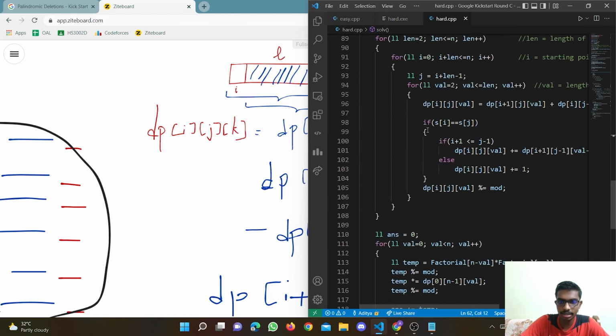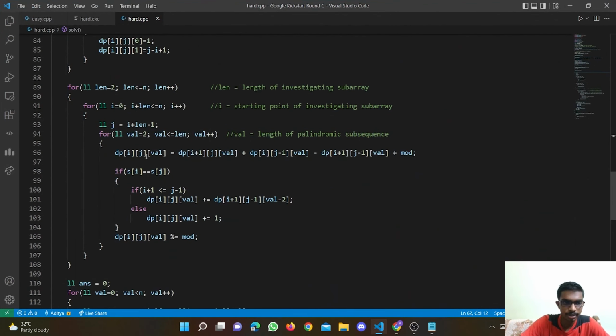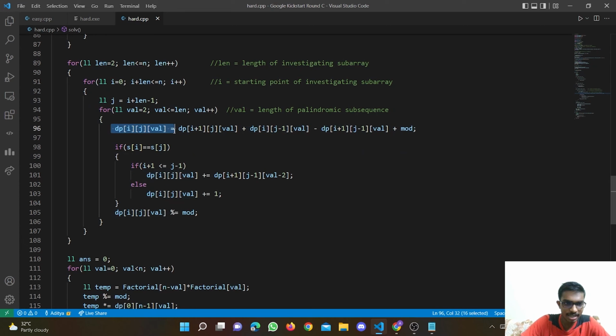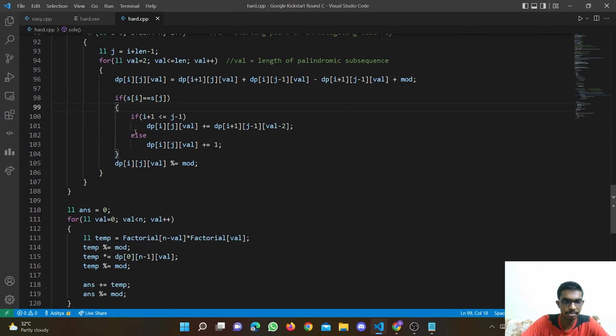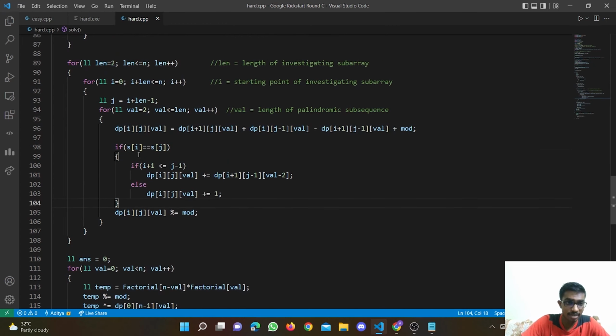So let's just look at the dp subproblem. So dp of i j val, where val is the k, we'll add dp of i plus 1 j, add dp of i j minus 1, and subtract dp i plus 1 j minus 1, and adding mod is for modular arithmetic purposes. If the first and last characters of this substring are equal, then I'll have to add dp of i plus 1 j minus 1 val minus 2 as well, right? So this will give me the value of dp i j val.